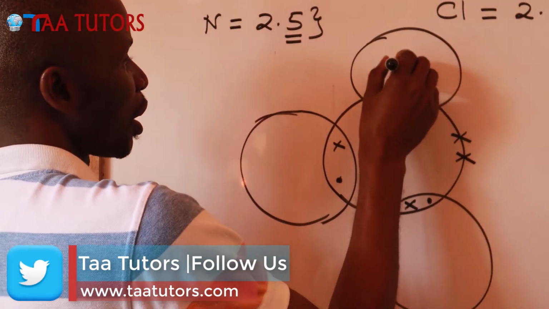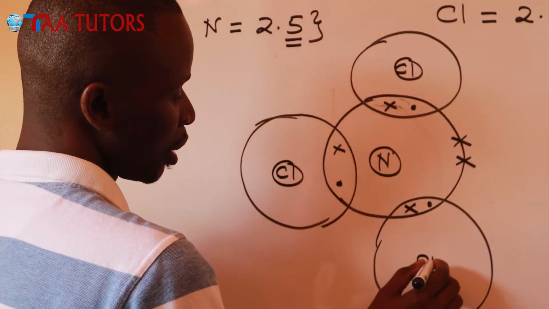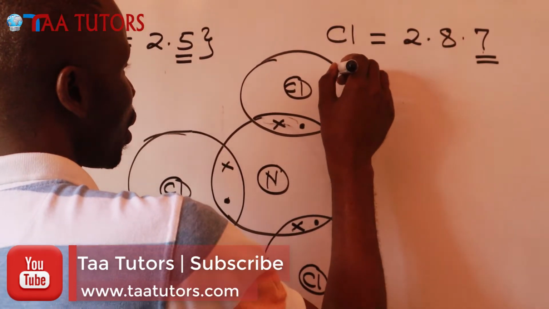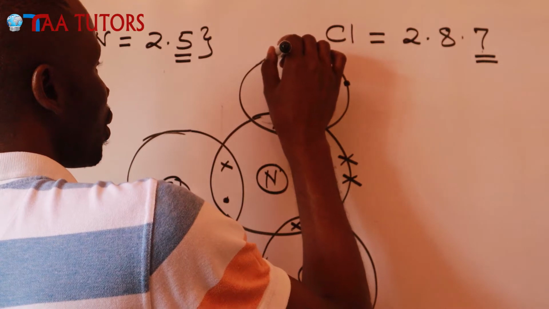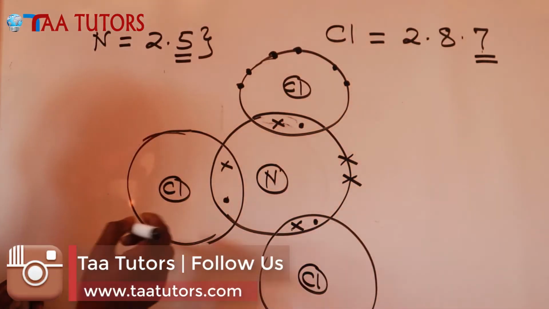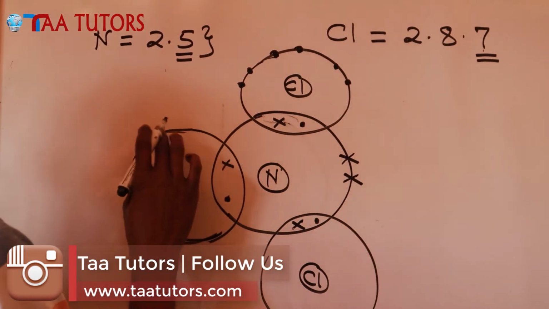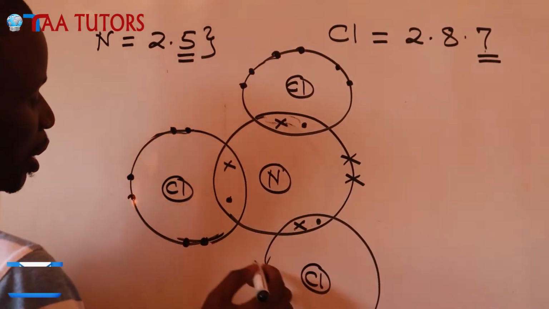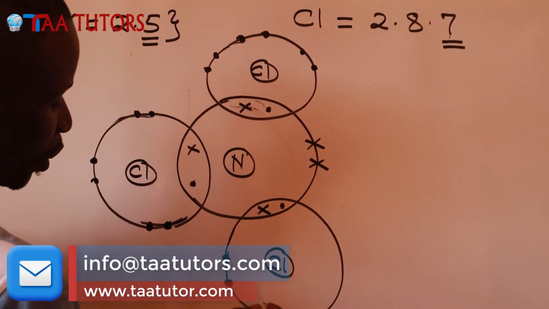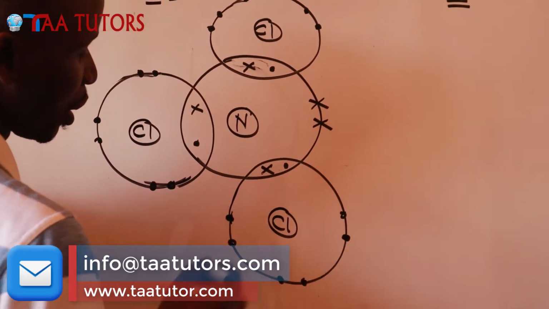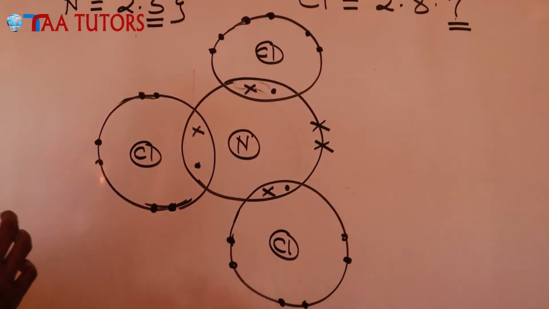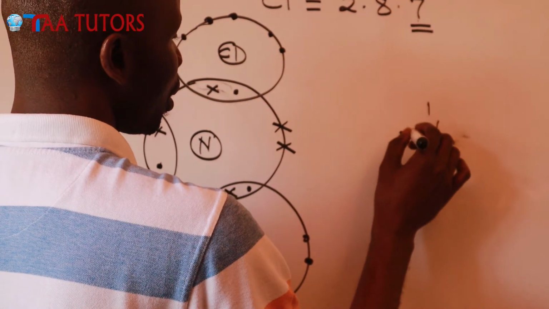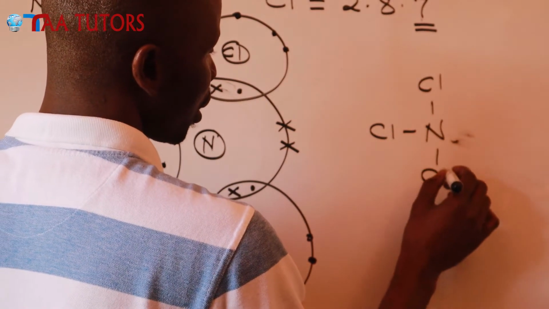Then this one is Cl, Cl, Cl. We know that this one has 7 electrons, but 1 is here, so we need to have 6 electrons in the outer energy shell. And again here we have 1 already, but we know there should be 7, so we'll add 6 more outside. Here also we'll add 6 more electrons outside. So we have this compound here, which is N, with Cl, Cl, Cl.